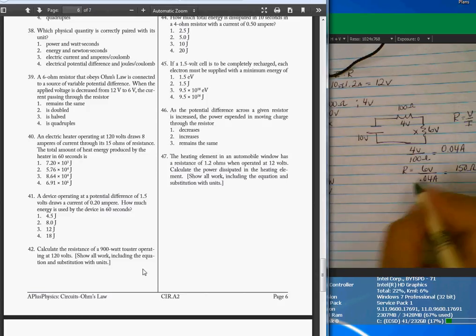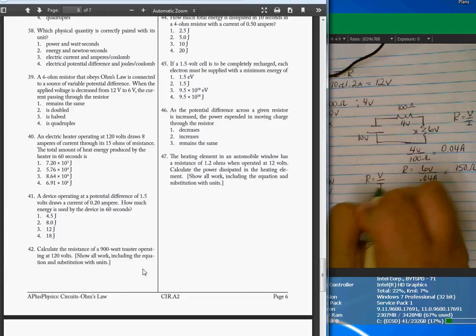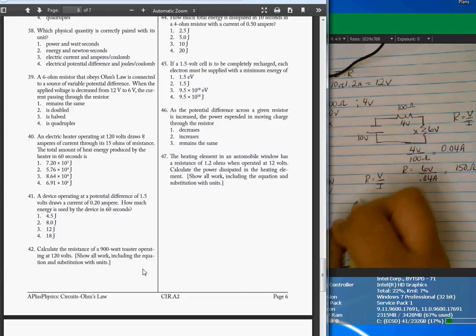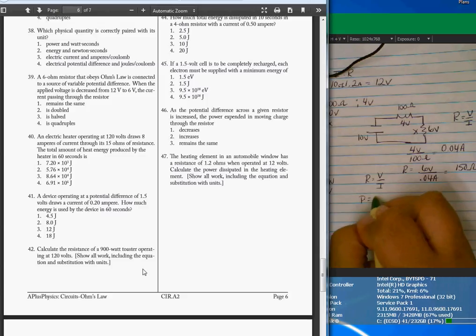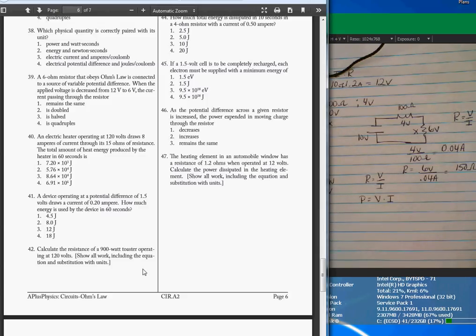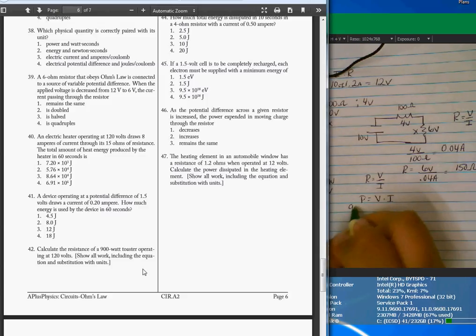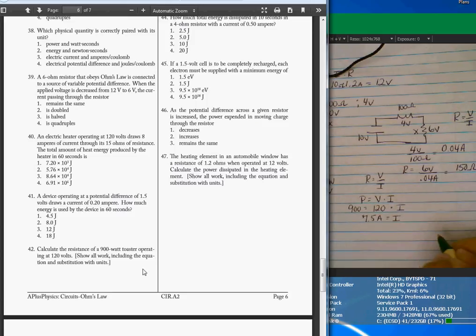So in order to calculate the resistance, again, remember you need voltage and current. We know the voltage, but we don't know the current. In order to find the current, we're going to have to use the power equation, which is P equals V times I, which means we need to figure out what the current is. So power is 900, voltage is 120 times the current. So 900 divided by 120, and that's going to give you 7.5 amps, which is your current. That means that you can now plug this into your Ohm's law, where resistance is equal to 120 volts divided by the current, which is 7.5 amps, and resistance is equal to 16 ohms.